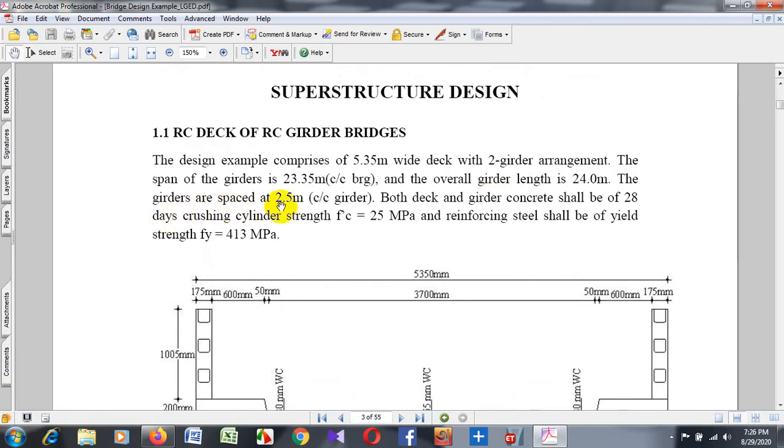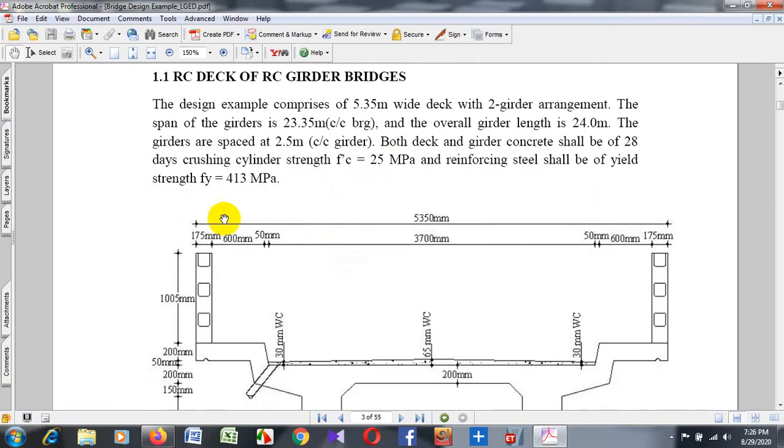The girders are spaced at 2.5 meters in these directions. Both deck and girder concrete shall be of 28 day cylinder crushing strength, that means compressive strength of concrete f'c is 25 MPa. Reinforcing steel shall be of yield strength fy equal to 4.3 MPa.